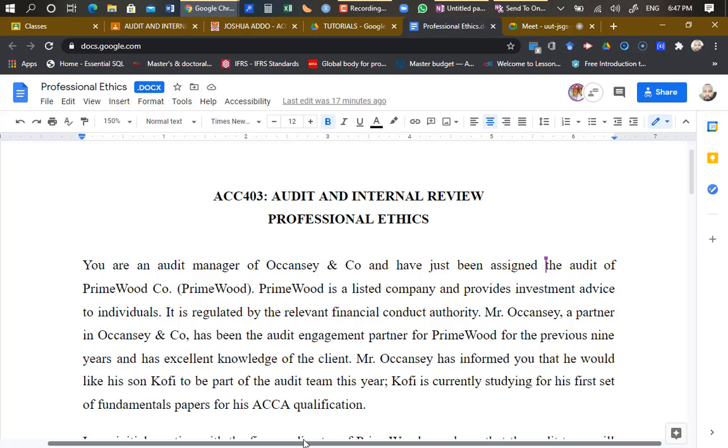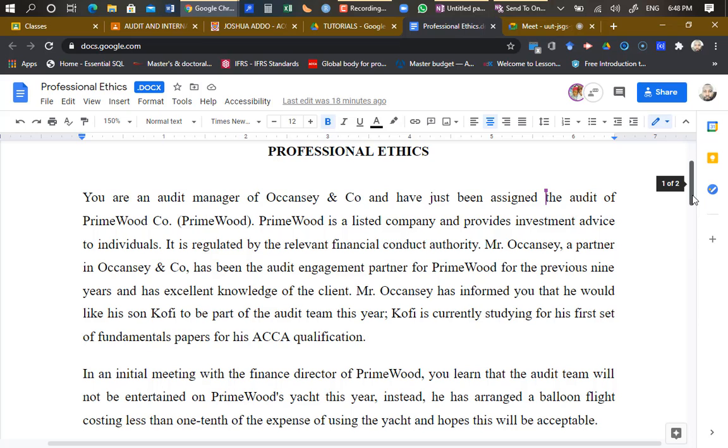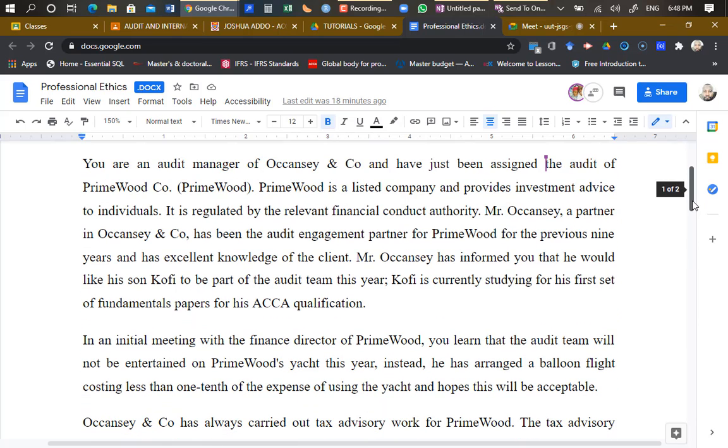You are an audit manager of Okansi & Co. and you have just been assigned the audit of Primewood Company, simply referred to as Primewood. So the audit firm is Okansi & Co. and the audit client is Primewood. Primewood is a listed company and provides investment advice to individuals. That's the job it does, investment advice. It is regulated by the relevant Financial Conduct Authority.